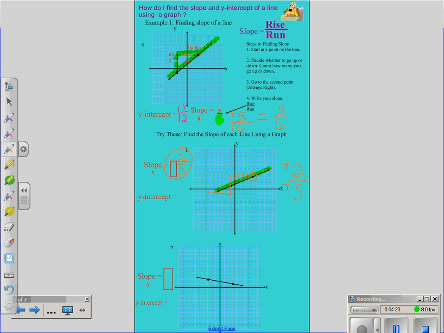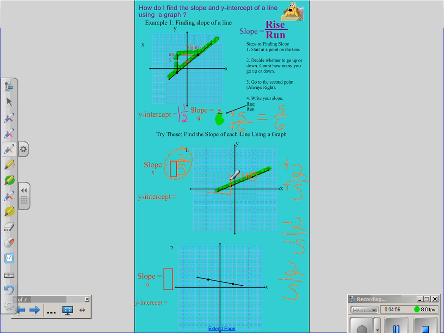Sorry, my pen is just not cooperating. If I went down 2 and left 5, we also know that a negative over a negative would make a positive. If my line was running off the graph or I needed another point, then I might have to be creative with my points. So just know that you can go either way. You can go down and left or up and right. Both of those are actually positive.